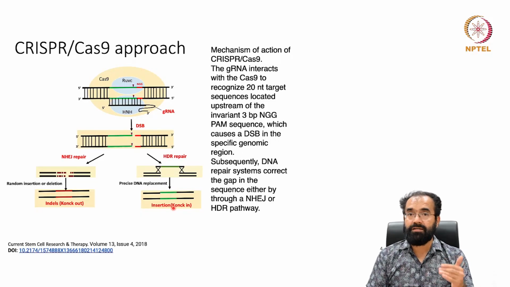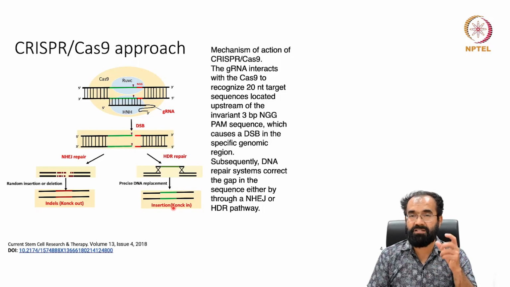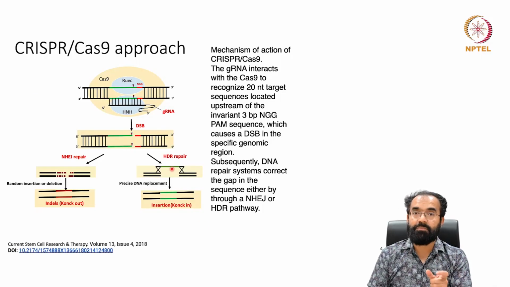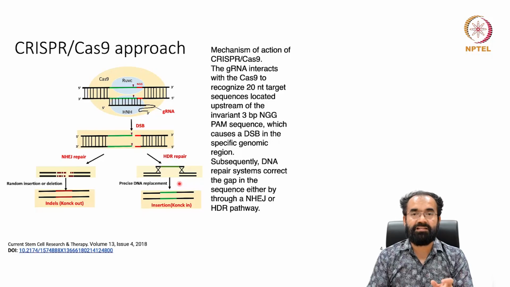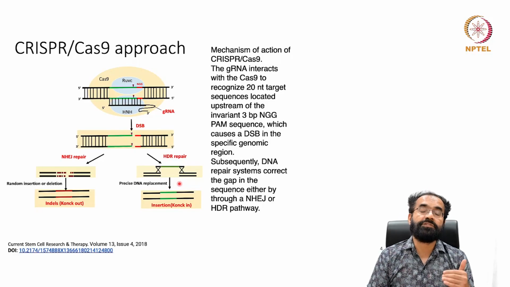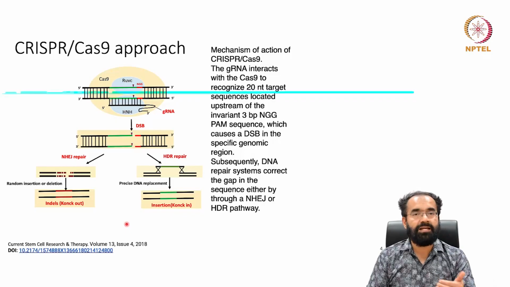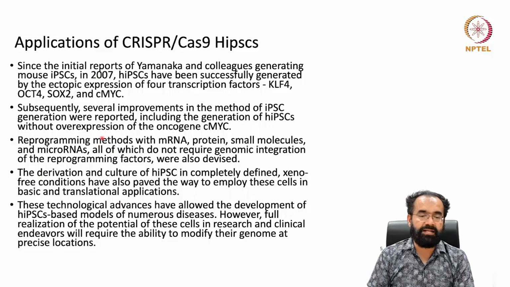And like I mentioned, you can create a precise mutation. You can have that precise mutation in this HDR cassette, create a nick and then insert that HDR cassette with the precise mutation, that is one option. The other option is, if you simply want to disrupt a gene and know what its effect is, you can go for the NHEJ method. So in either way, it is a very effective and powerful technique.